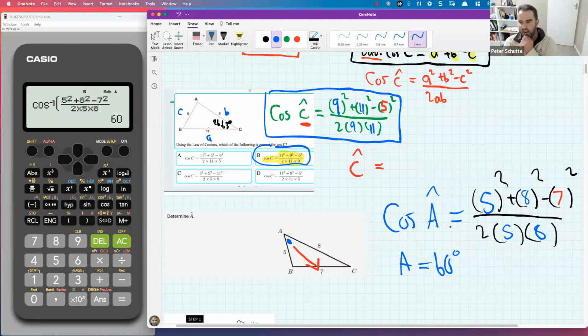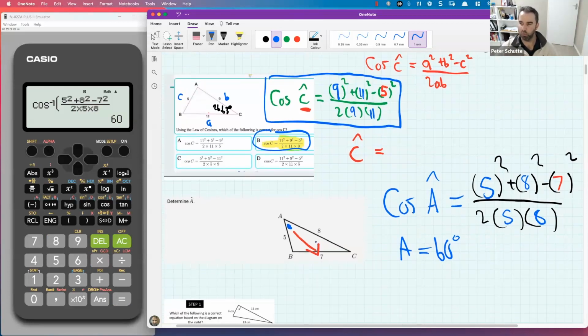Give me a thumbs up in the chat if you're following how to use the cos rule, where you make the angle the focus of the formula. Give me a thumbs down if you're still feeling a bit confused. And it's totally fine if you are. I just want to get a feel for the group in terms of how we're doing generally.